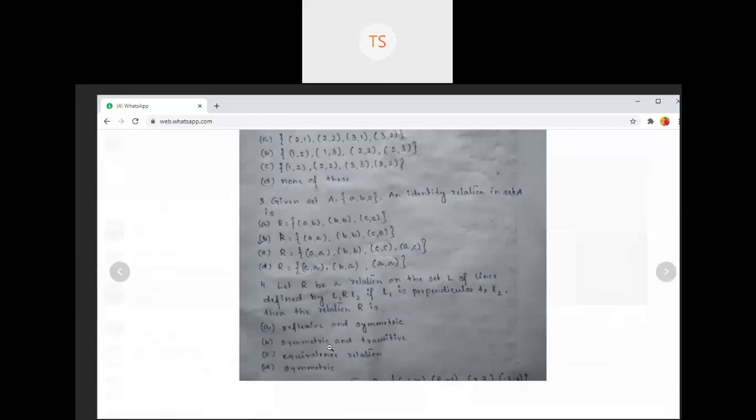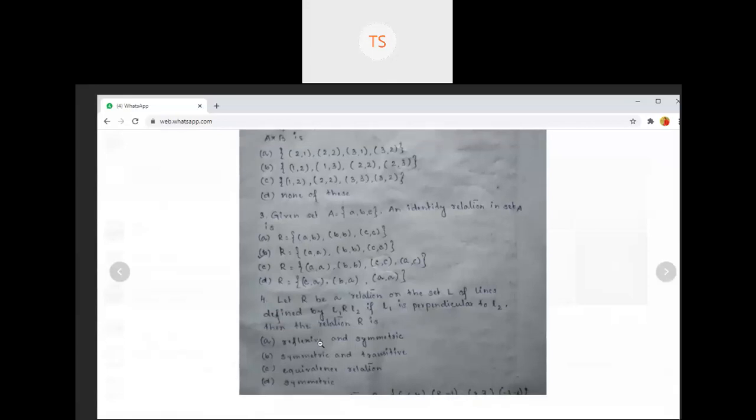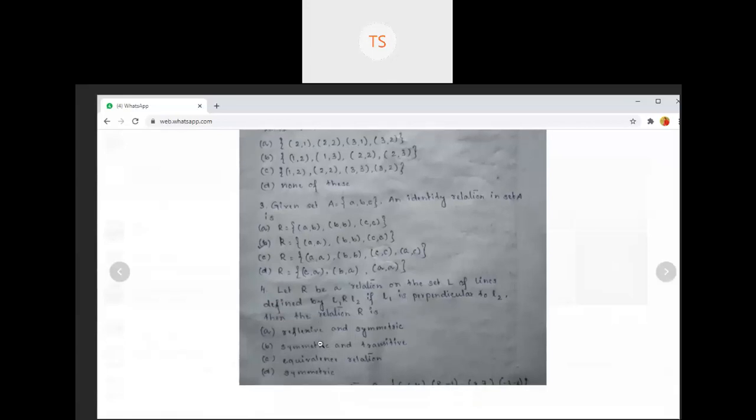We have already discussed the reflexive property. Now, the reflexive property is not satisfied for these lines L1 and L2. So the first option is already gone; we will not go for that first option. Now look at the third option. It says that it is an equivalence relation.